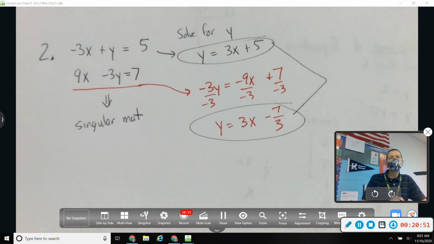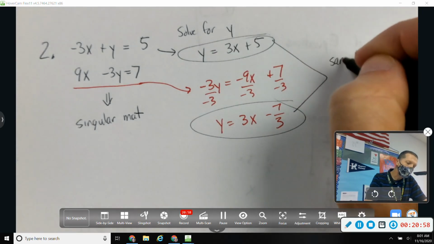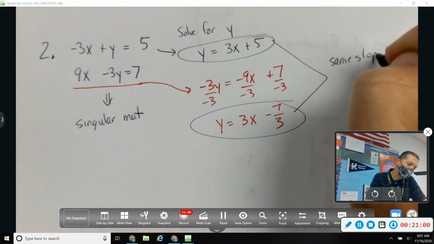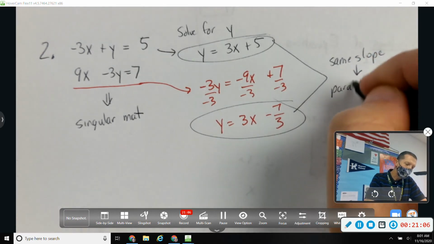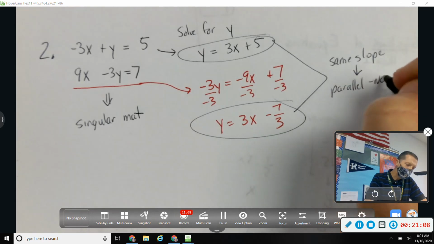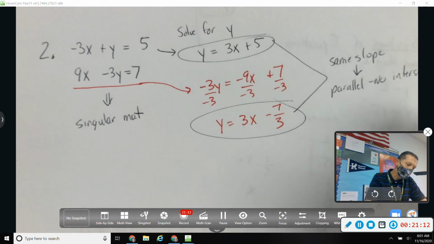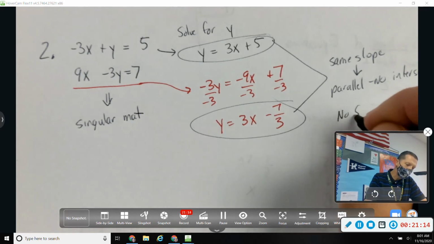What would you say about those two lines? Same slope. What does that mean in terms of the graph? What do those lines look like? They're parallel. No intersection. So if we're looking for where they intersect, well, that would be no solutions. They do not intersect ever at all.